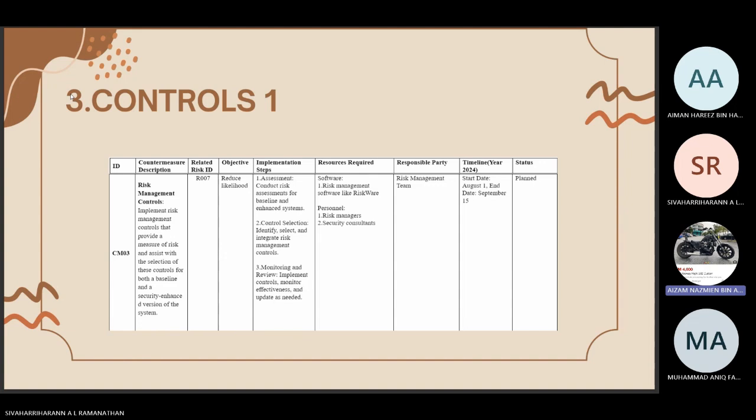The planned timeline for implementation is from August 1 to September 15, with the countermeasure currently in the planning stage.